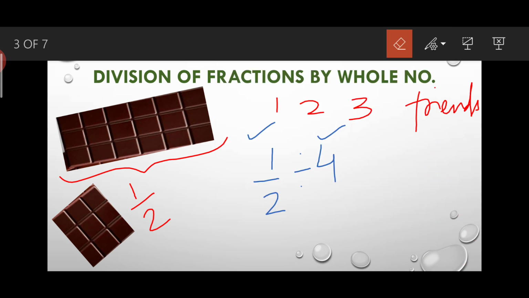See here, if I ask you half divided by 4, what will this mean? This means the portion of the chocolate that all of your friends, including you, are having. Okay, so how to divide this?